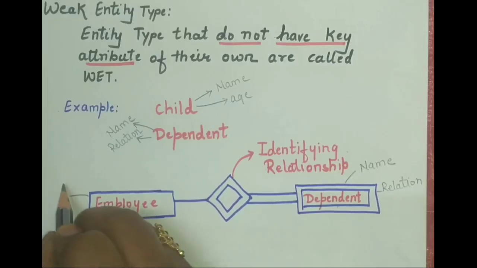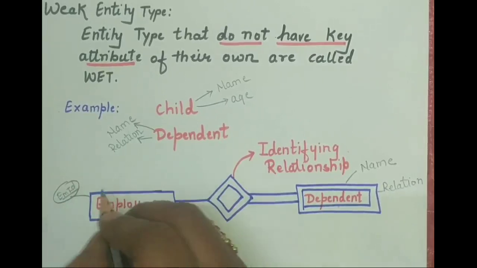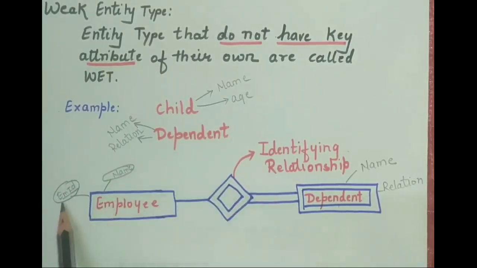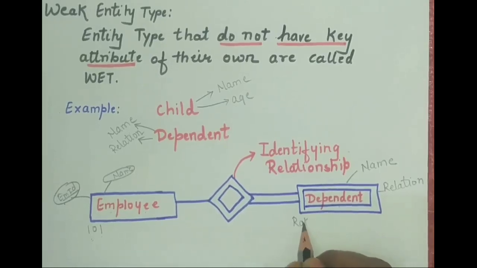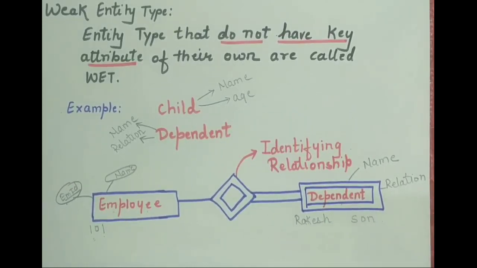Employee is having an attribute like employee ID, right? Employee ID, and it is having an attribute like name, right? So basically here employee ID is taken as the key attribute which is uniquely identifying the employee, right? And for this dependent, like 101, this is the employee ID 101, and his dependent is suppose here Rakesh, and the relation is what? Son. Like this, the data is recorded into the company database.